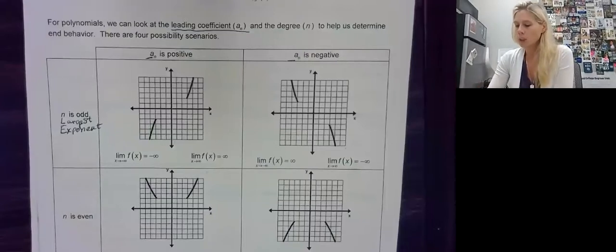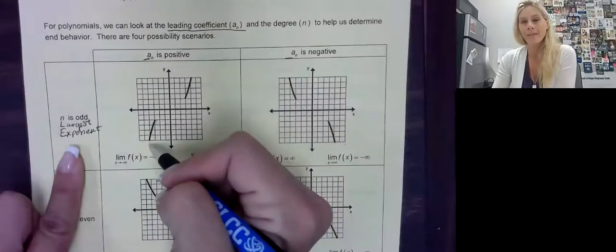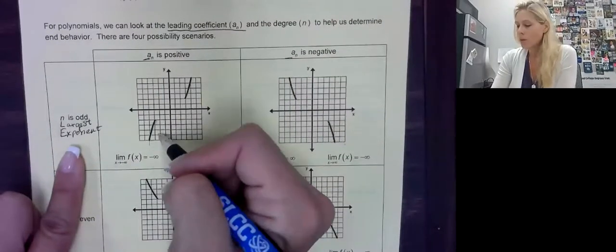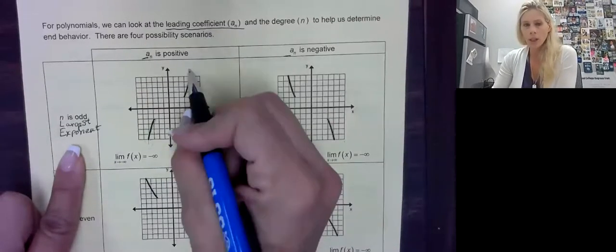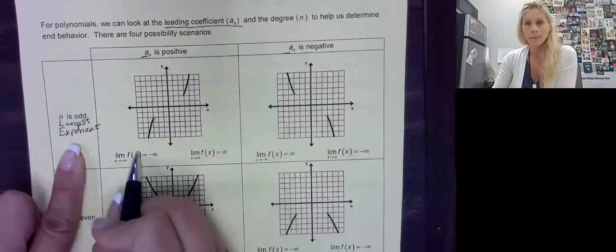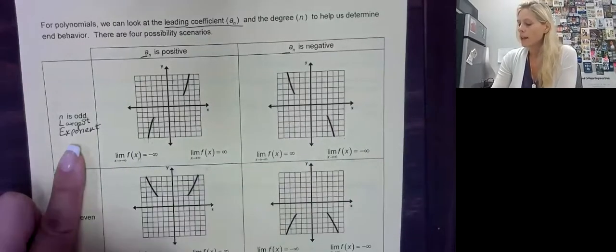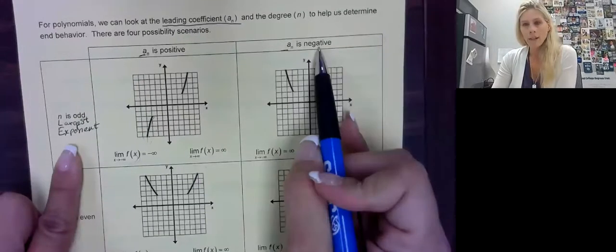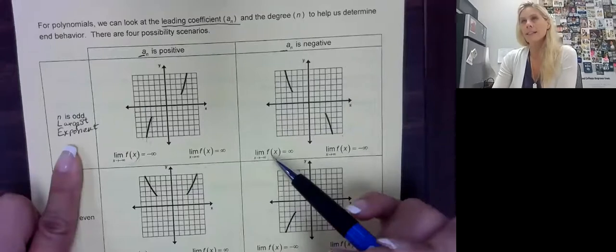If that coefficient is positive, I know that the left side of the polynomial will go down to negative infinity and the right side will go up to infinity. So this would be our question, and this would be our answer. Same thing over here. If the coefficient is negative, then all of a sudden our left side is up and our right side is down.